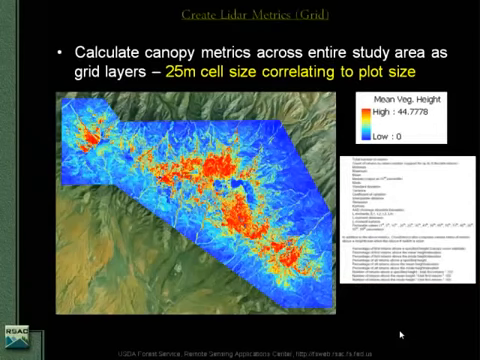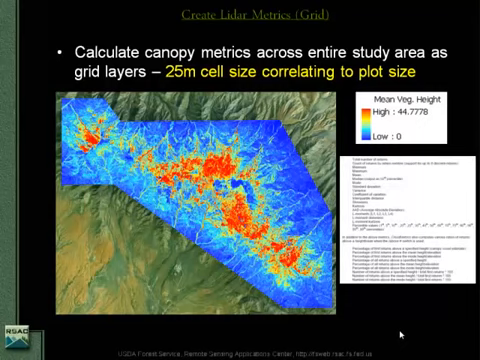Okay, so we calculated all those statistics, and we identified that mean height and that density ratio help us build that relationship and predict biomass. Now we take those exact same statistics and we calculate them across the whole project area in a cell size that's potentially or almost the same size as our plot size. And so now we have the relationship, and we have the exact same metrics across our whole landscape. Now we can apply that relationship across the landscape.